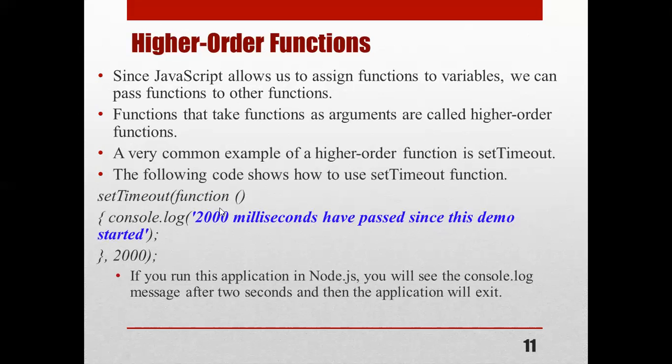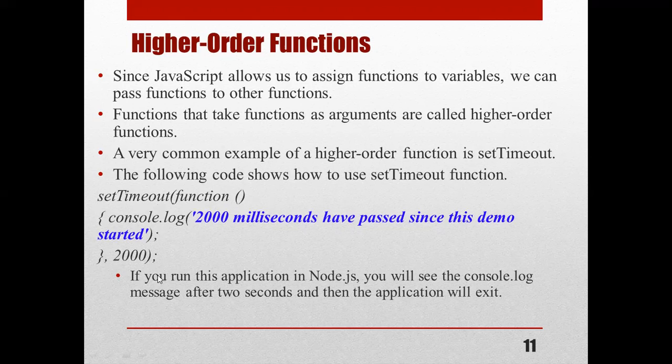What does that function consist of? It will print console.log, that is, 2000 milliseconds have passed since this demo started. This is the parameter to the setTimeout function. After closing this body, comma 2000 is the other parameter for the setTimeout method. First we pass the function, along with that other parameter. Here you have seen a function with an argument that is a function, that is a higher order function: functions that take a function as an argument.